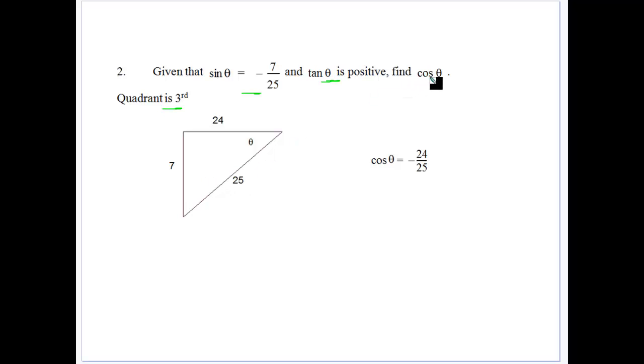So finding cosine of theta, and we're going to be in the third quadrant, so our answer is going to be negative. Our adjacent side is 24 over the hypotenuse 25.